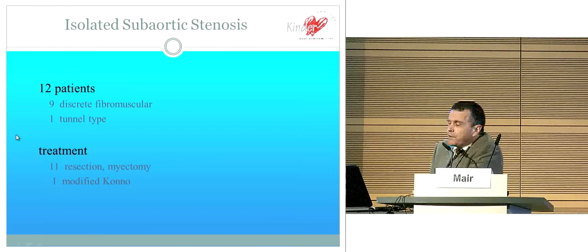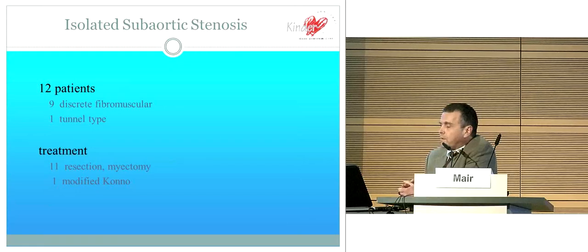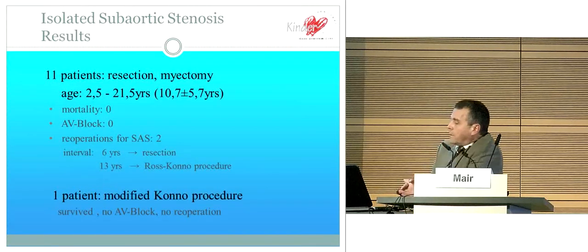Our own experience in isolated subaortic stenosis over the last 15 years was 12 patients. 9 had a discrete fibromuscular stenosis, 1 had a tunnel type stenosis. In 11 cases we did resection plus myectomy. In one case, we did a modified Konno procedure, and the results are shown on this slide.